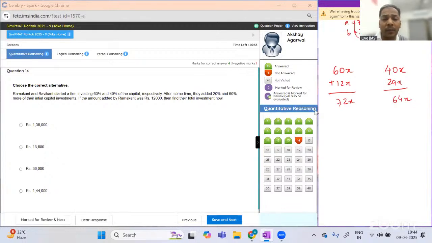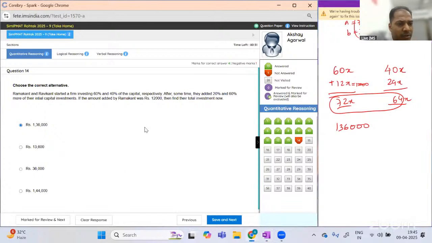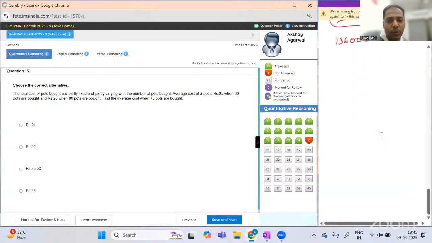But the amount added by Ramakant is 12,000. So 12x is 12,000. Clearly x is equal to 1,000. Then the total investment now is 72 plus 64, which is 136,000. Answer is option A. Very simple. All right, so the QA, as I look at it, is turning out to be pretty simple. I think by the time I reach 55 minutes left or something, I should have completed the entire section.